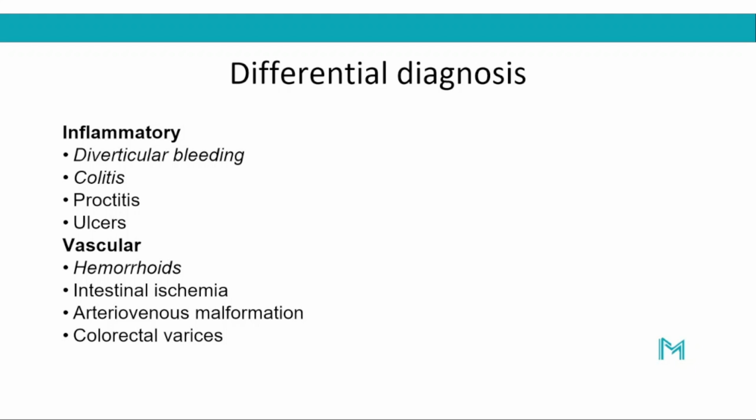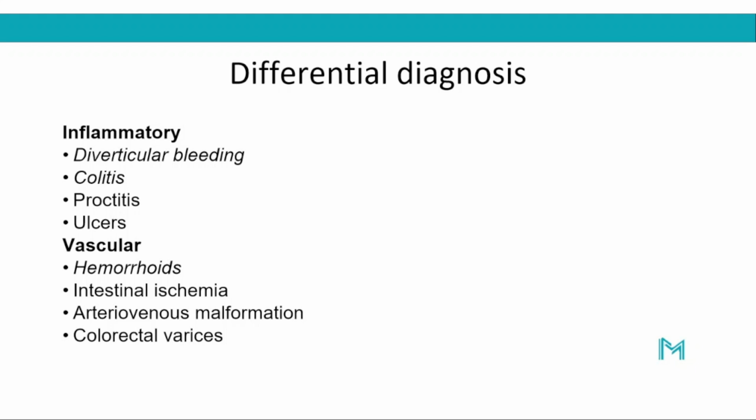Then you have bleeding PR from vascular origin. So you have hemorrhoids, you have intestinal ischemia, so ischemic colitis. These are vascular conditions. Acute mesenteric ischemia, so any blockage of the blood vessels to the intestines can lead to ischemia of the bowel, and the ischemic part can now ulcerate and bleed.